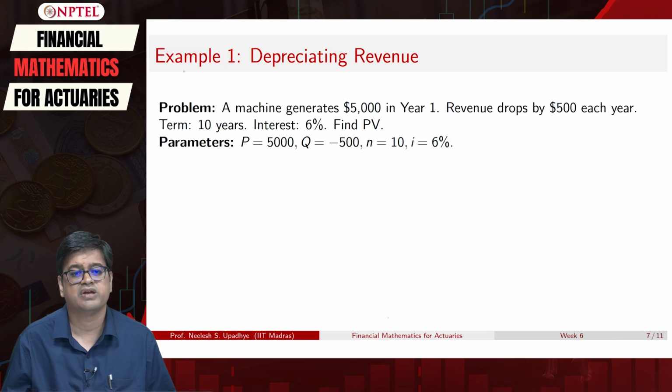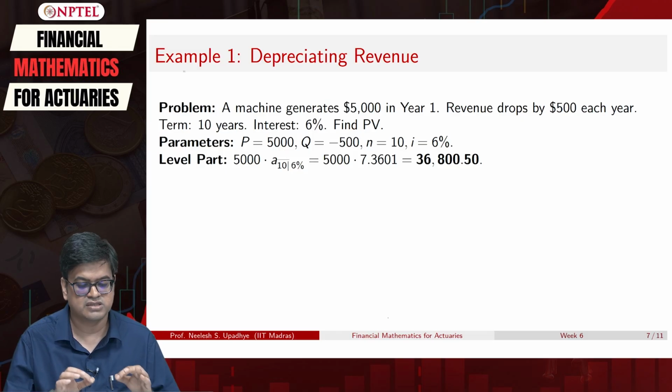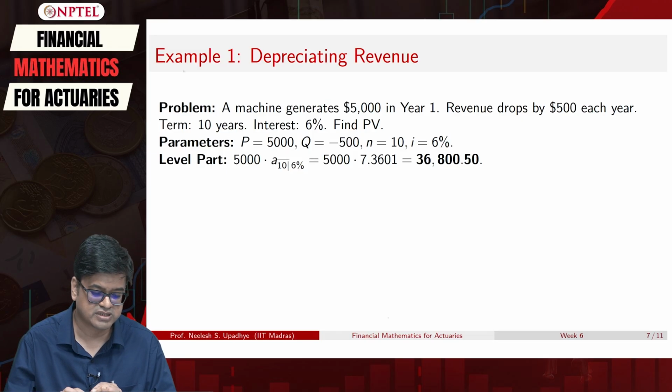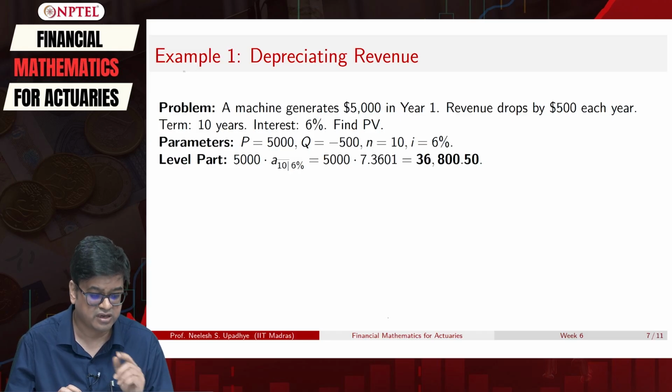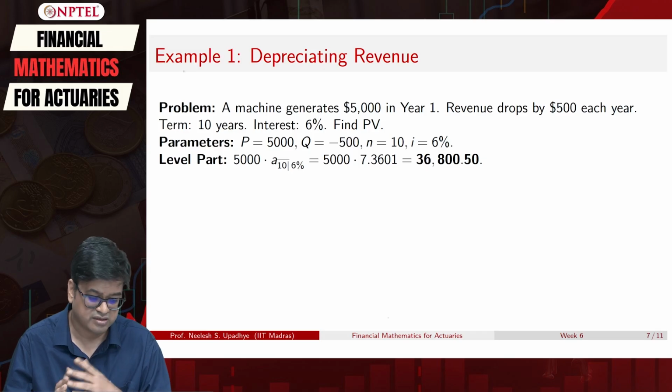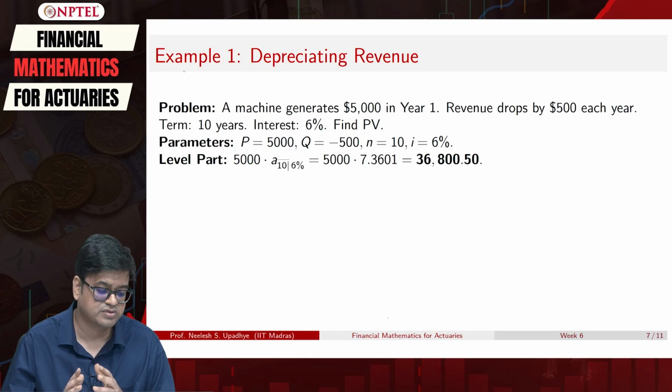I need to compute the annuity of 10 years at 6% and then apply the level part and the other part, which is the decreasing part. So first the level part, 5,000 times annuity 10 at 6%. Very easy: 1 minus V raised to n. What is V here? 1 upon 1.06 raised to 10, right. So 1 minus 1.06 raised to minus 10 upon i, 0.06.